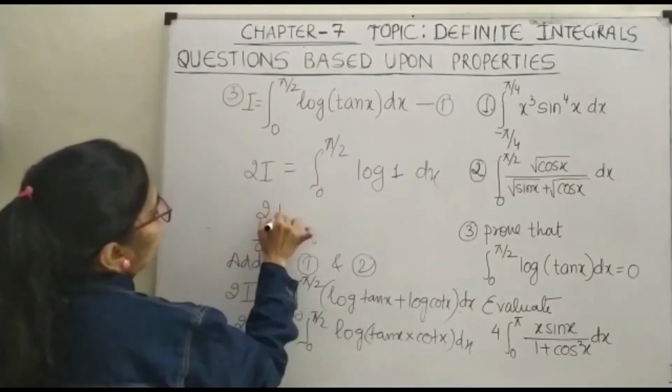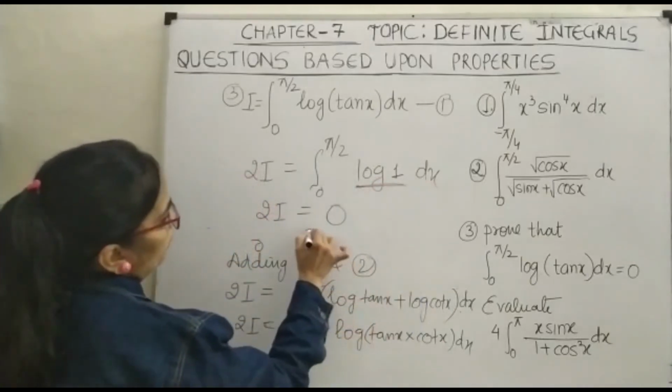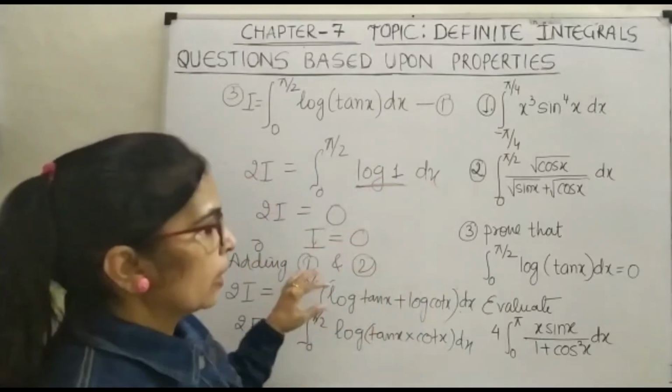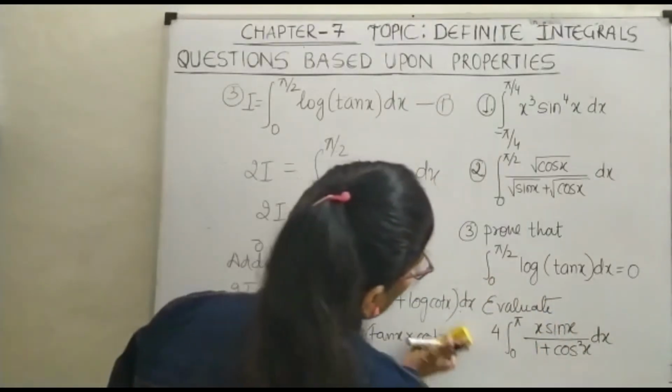Now 2I is equal to 0, since the value of log 1 is 0. So what is your I? That is equal to 0, and this is what we were supposed to prove. Moving on to question number 4.